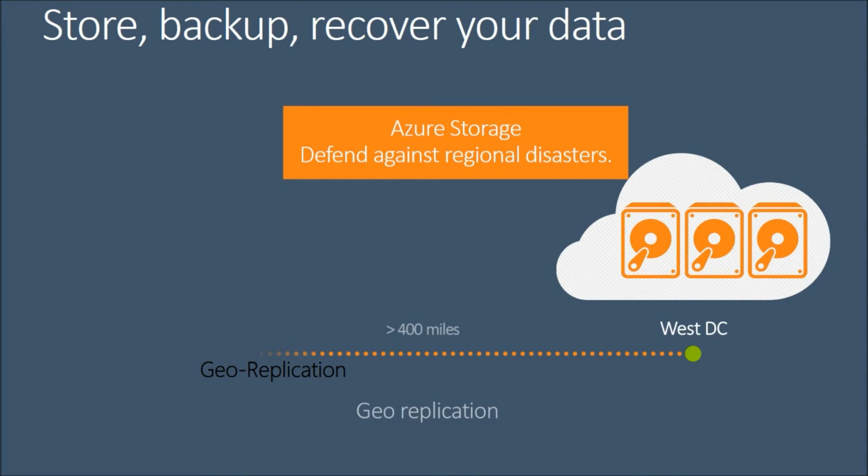Additionally, data is asynchronously copied to another data center that is at least 400 miles away. So you can be sure that every piece of data that you store in Azure Blob is available as well as protected against regional disasters. We call this geo-replication.